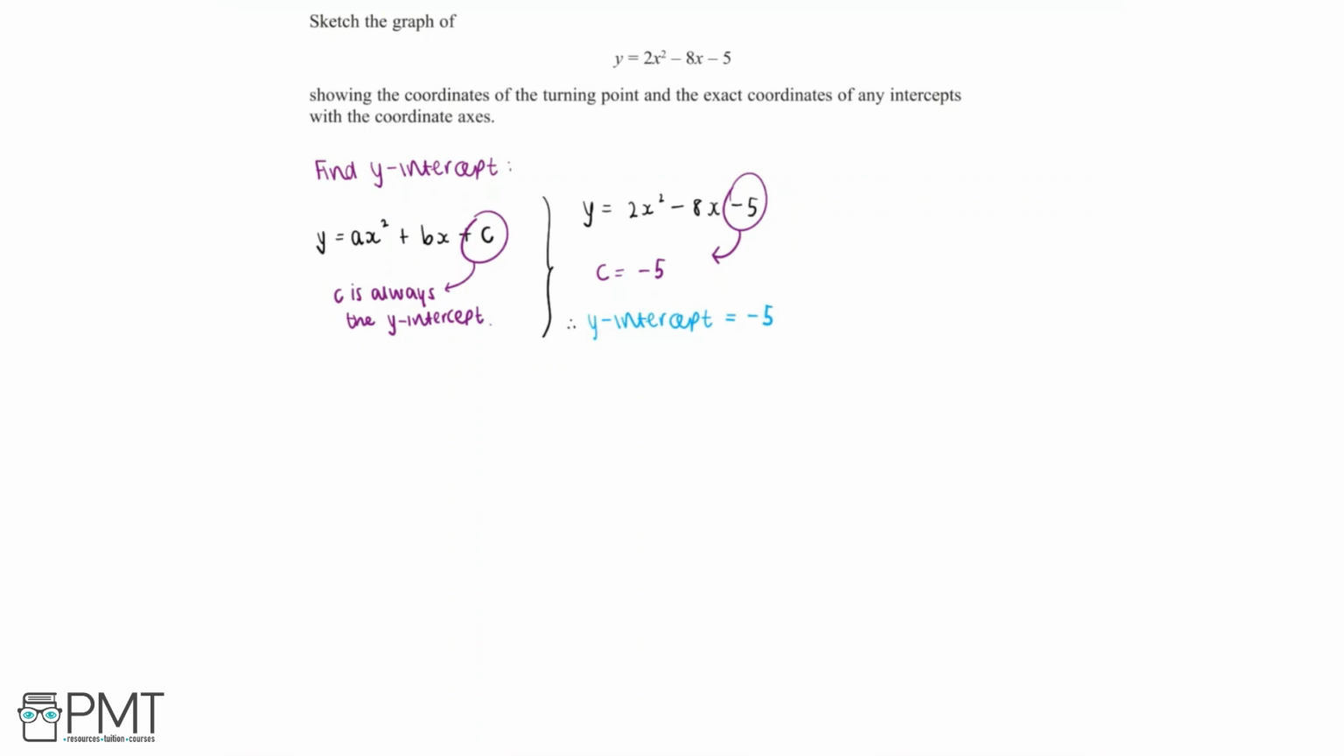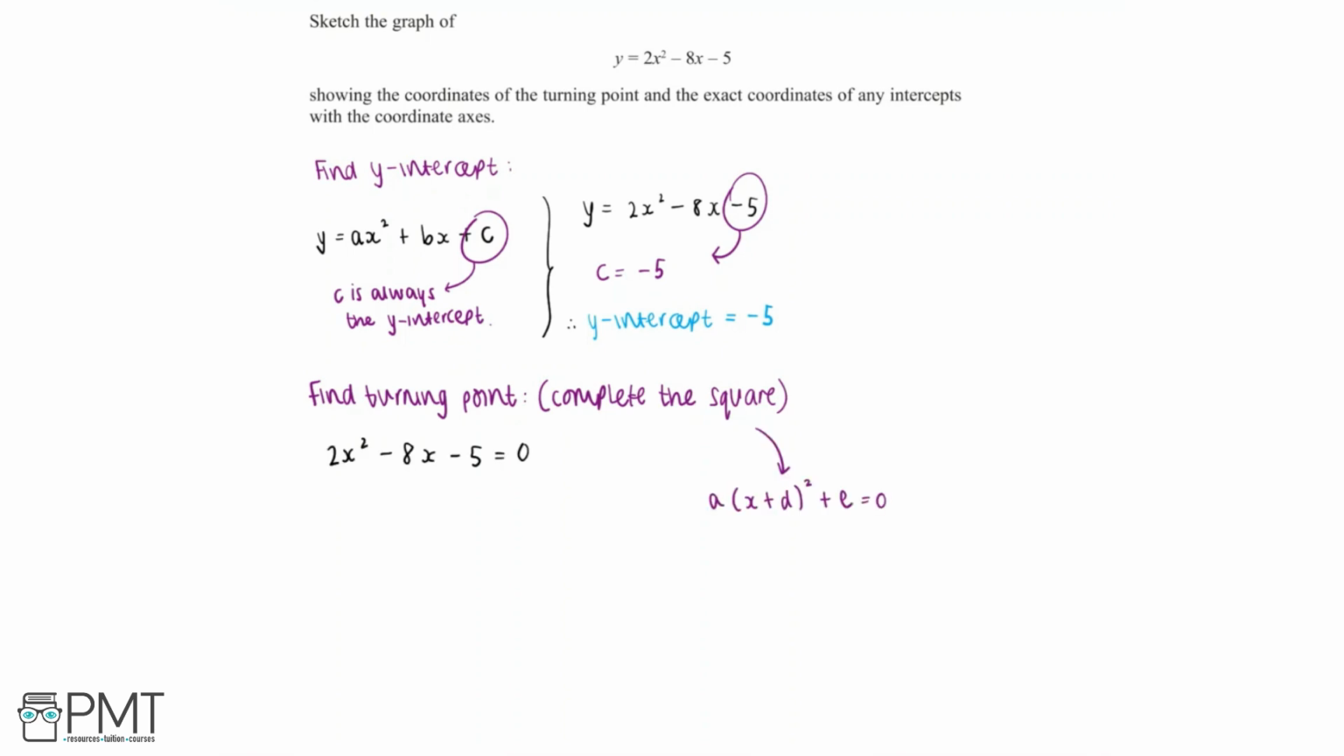The next thing that we can find is the turning point. And in order to find the turning point of the graph, we need to complete the square. We can set y equal to 0, and we can say that 2x squared minus 8x minus 5 equals 0. Now when we complete the square, we want our equation to look something like this: a, brackets x plus d, all squared, plus e, equals 0. And we can find the turning point from this format.